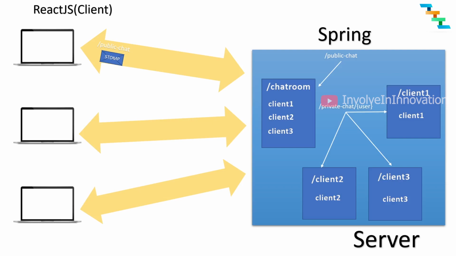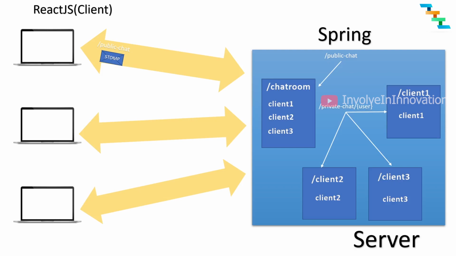Here in this case, as I mentioned, we have three different clients: client 1, client 2 and client 3, and in the backend we have 4 topics. There is a chat room topic, a client 1 topic, a client 2 topic, and a client 3 topic. As I mentioned before, we are using Stomp as an envelope which wraps around our payload and adds its own header, and this Stomp will be understood by our client as well as our backend. So this Stomp message will be going back and forth between the client and the server.